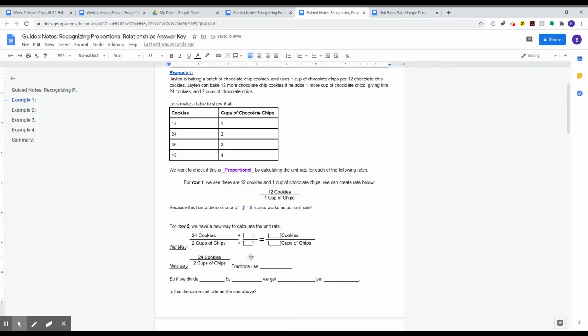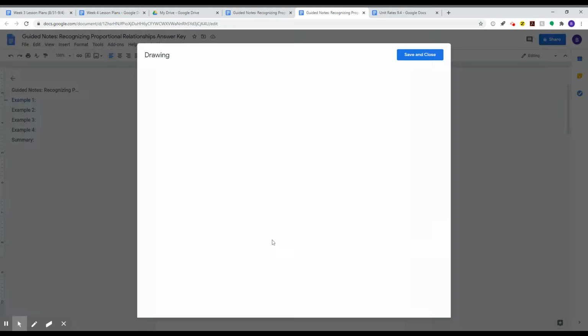For row two, we have a new way to calculate the new unit rate. Some of you guys, I think I really briefly discussed this in class. I don't remember which periods, maybe period one and period six or seven. But here's the deal. The old way to calculate this was, well, we got pretty good at this. We have to take our new ratio. So I made that for you guys, 24 over 2 for 24 cookies to 2 cups of chocolate chips, like this table says. We would divide the top and the bottom by the denominator, and then we'd get our new ratio.